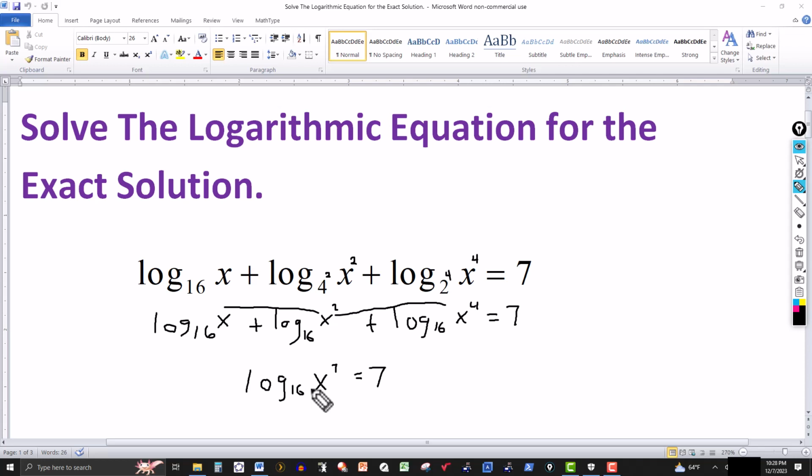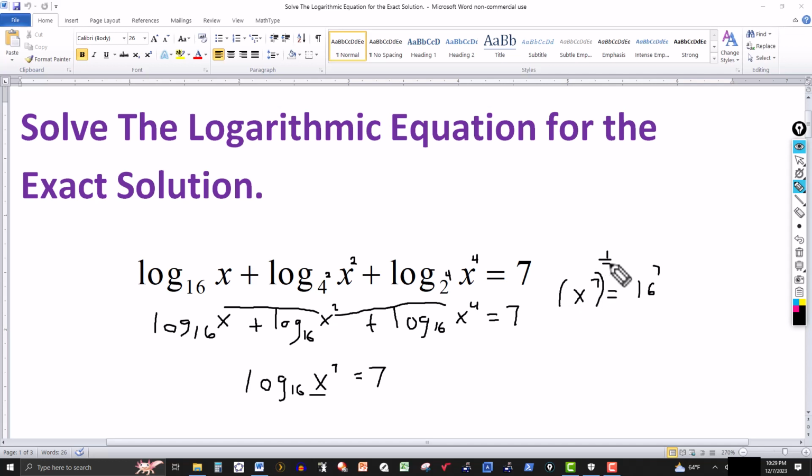Now I have a single log. So using the definition of log, whatever you have here, x to the 7th, has to equal whatever the base is, in this case 16, taken to this power on the right, that's 7. So I have that. And then I just solve for x. I have a 7th power there, so what I'll do here is just take the 7th root of both sides.